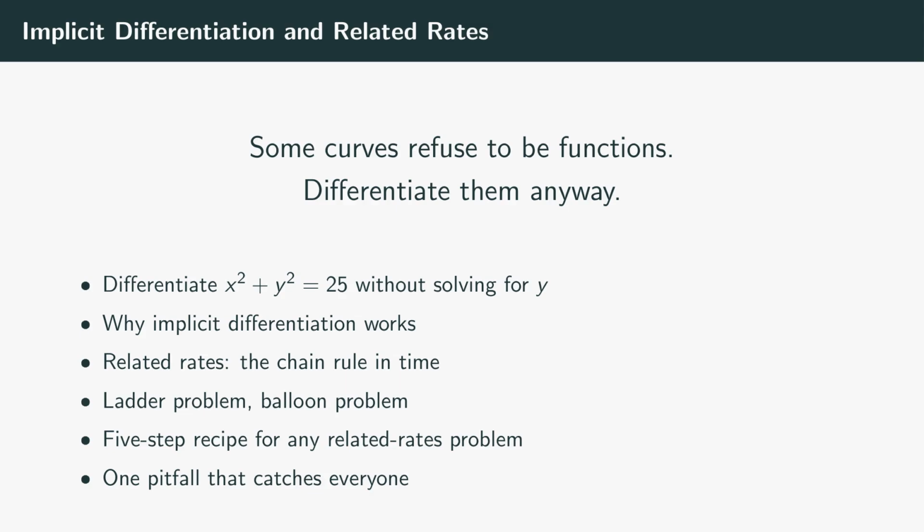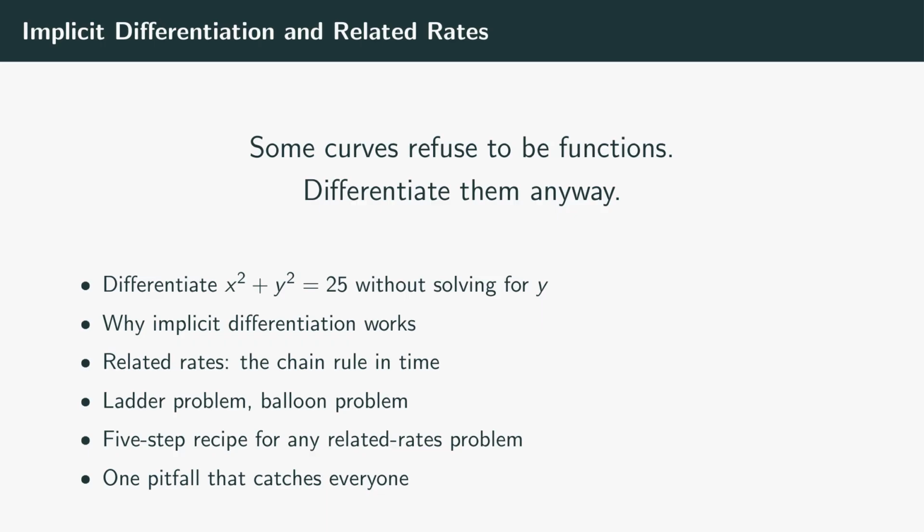Welcome back. Last time we paid off a long-standing debt and proved that e to the x is its own derivative. Along the way, we snuck in one tiny use of a technique we hadn't formalized yet, implicit differentiation, to get the derivative of the natural log of x in a single line. Today we promote that technique from supporting role to lead actor.